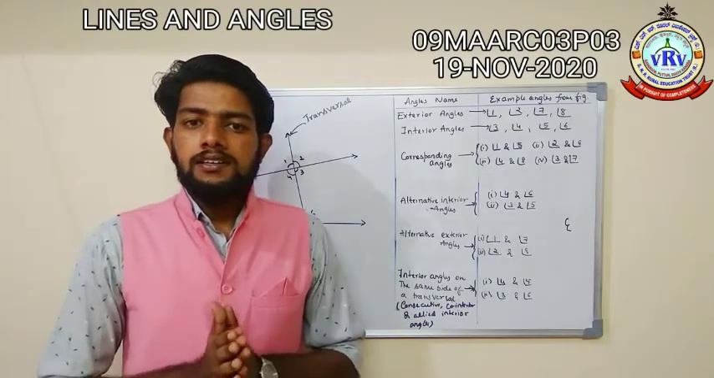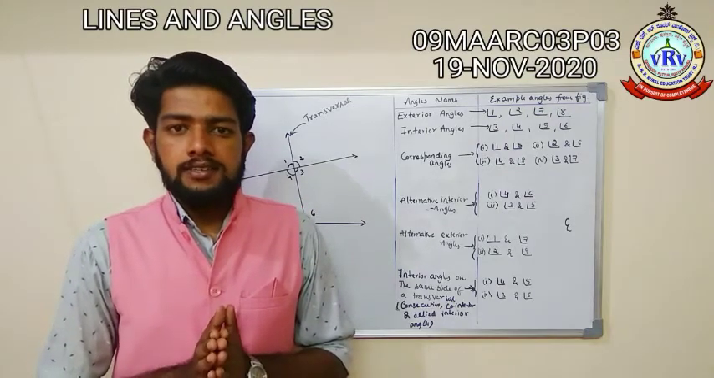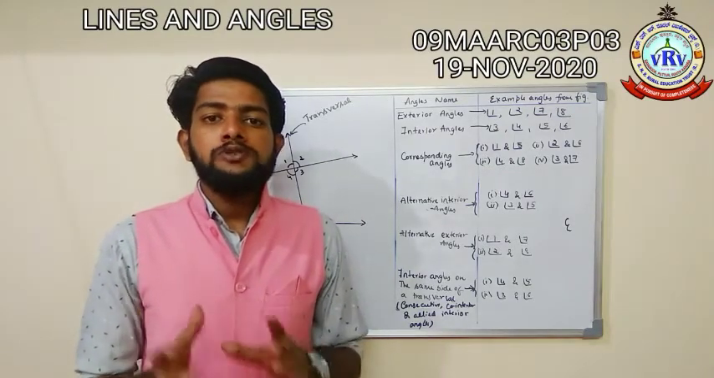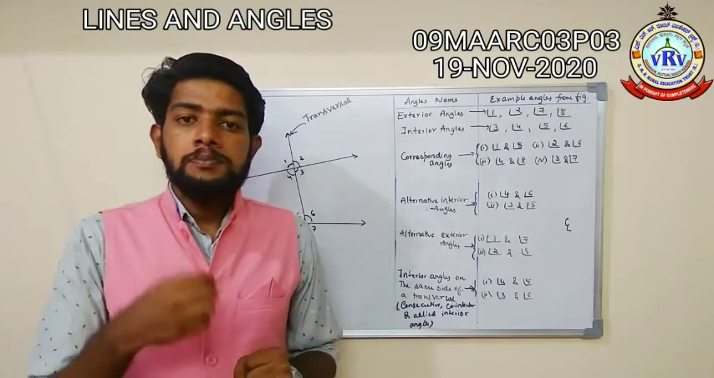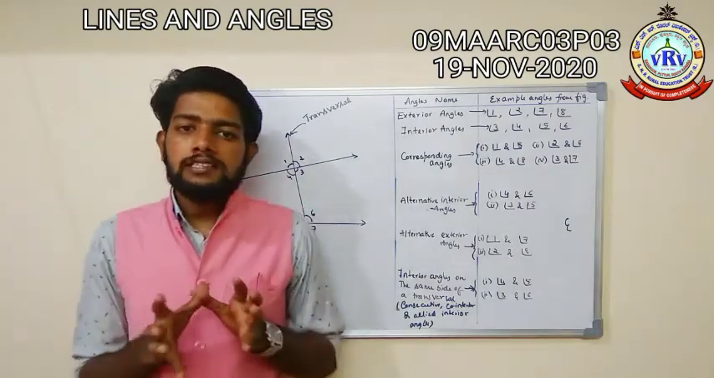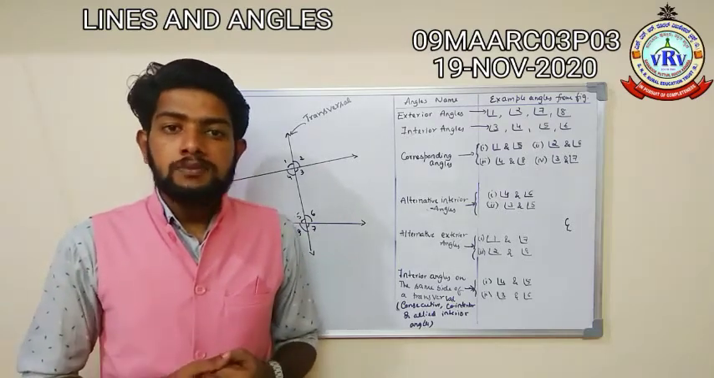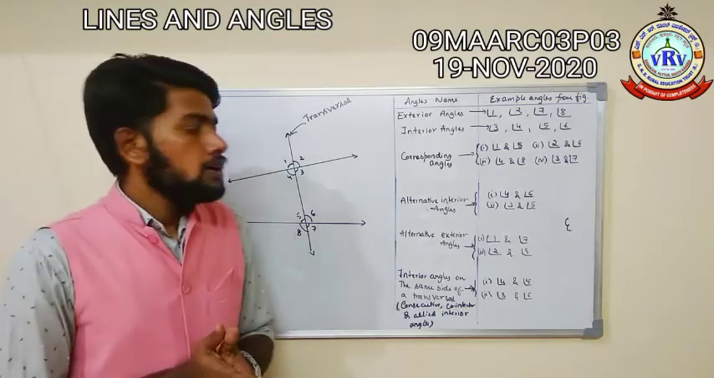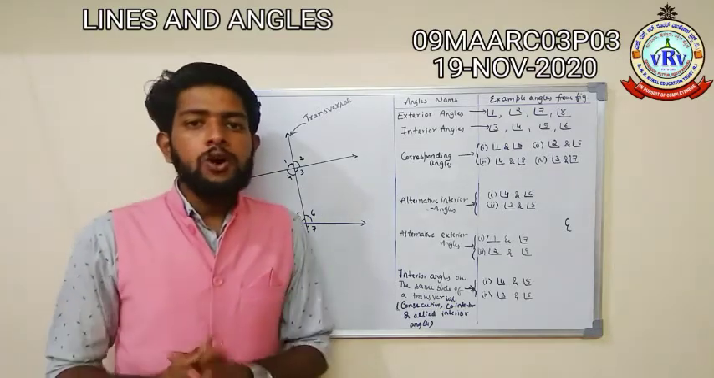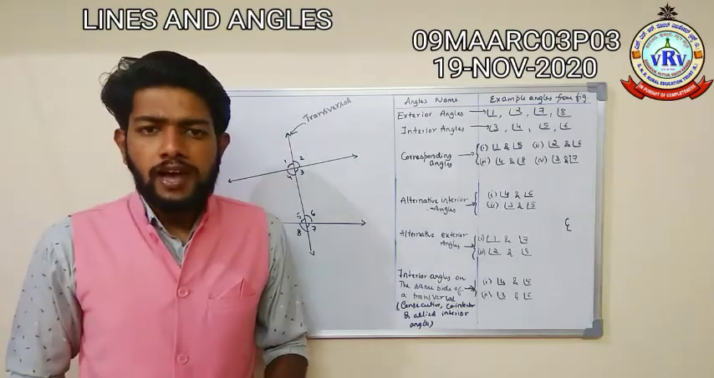Today we will learn the most important concept in this chapter, lines and angles. That is the types of the angles which are made by the transversal. Depending on that we will try to prove some of the theorems and solve two more problems. First of all we will recall what a transversal is and what the different types of angles are depending on the transversal.